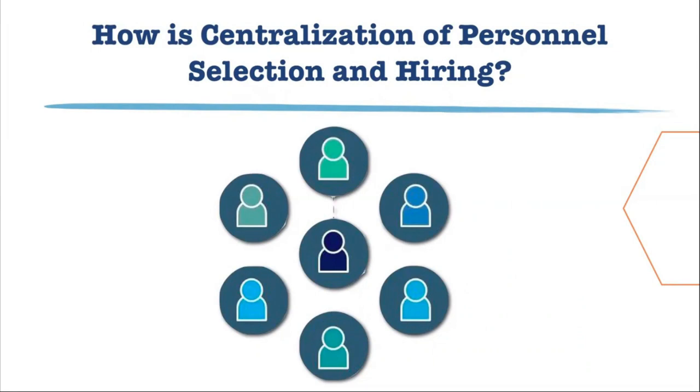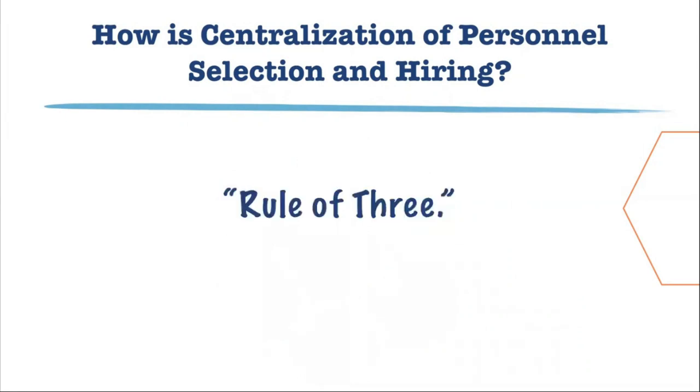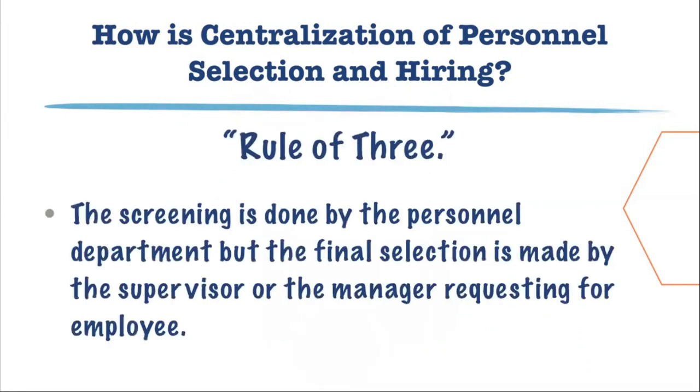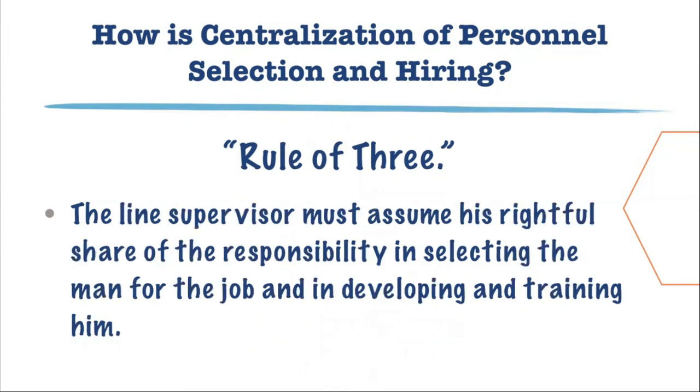Selecting the right man for the job is a joint responsibility of the personnel manager and the line supervisor using the rule of three, which means that the screening is done by the personnel department, but the final selection is made by the supervisor or the manager requesting the employee. While the personnel department acts as the control center and coordinator of the action, the line supervisor must assume his rightful share of the responsibility in selecting the man for the job and in developing and training him.